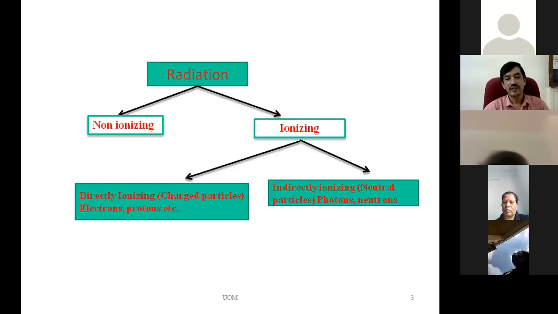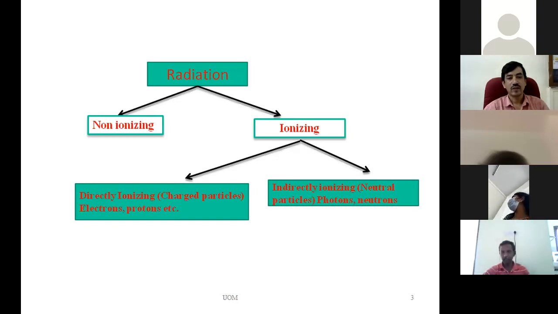Examples of ionizing radiations may be electrons, alpha particles, gamma radiations, beta particles, and many radiations which are emitted in cosmic rays. Ionizing radiations we can understand in two categories, two groups: one type of particles which directly ionize the matter, and another type which indirectly ionize the matter.